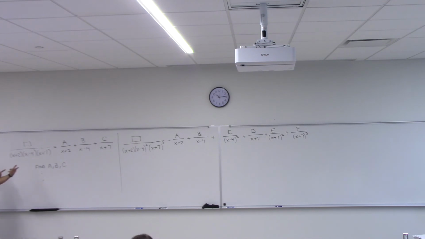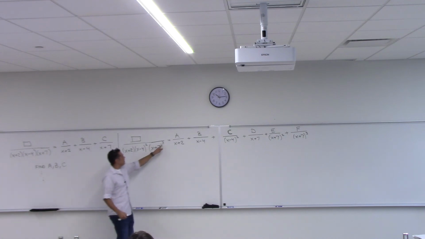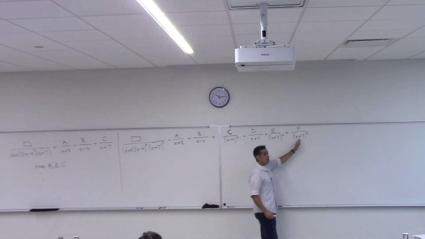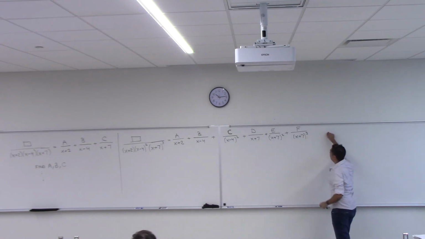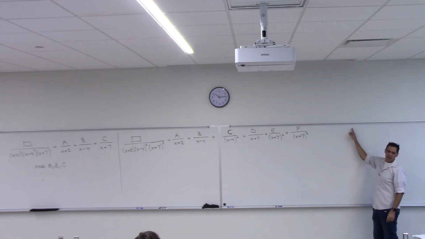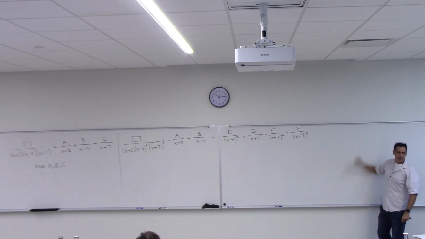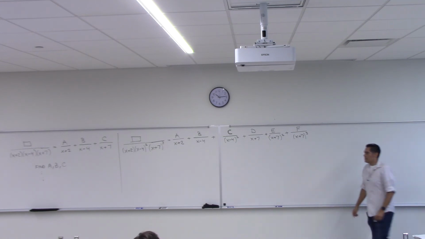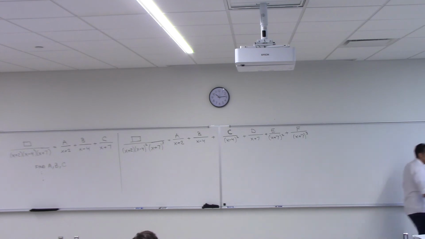Does this make sense? If this had been the 5th power, right, then I would have another one of these, which would say plus what? Maybe g over x plus 7 to the 4th, and then, are we running out of letters? E, F, G, H over x plus 7 to the 5th. Got it? All right, now what does that look like in our notes?